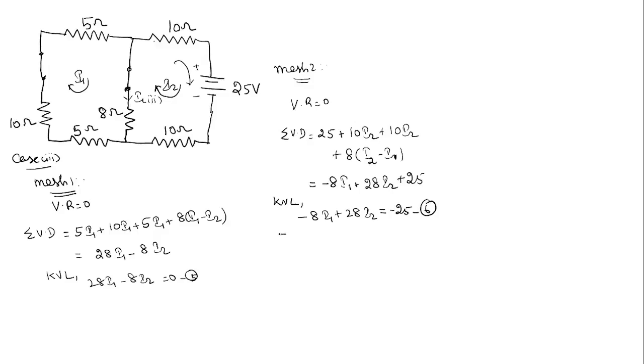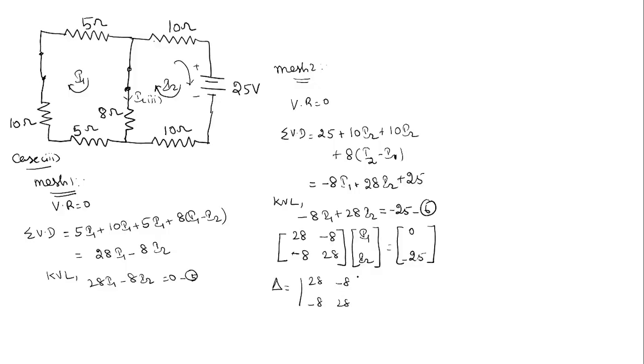Again we'll write this in matrix form. We'll write the coefficients here for the first equation, and for the second equation minus 8, 28, and then here I1, I2. On the right hand side 0, minus 25. Okay. Now we have to find the delta value. The delta value will be the same: 28 minus 8, minus 8, 28, which will be equal to 720.